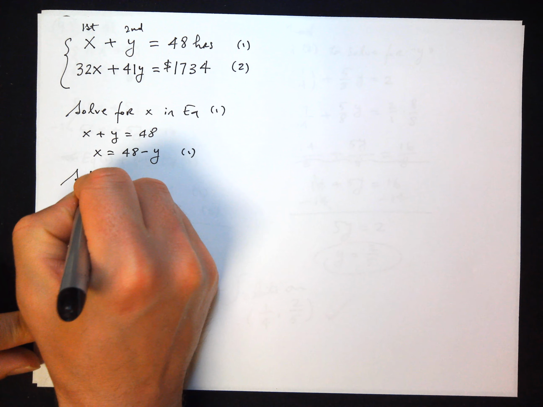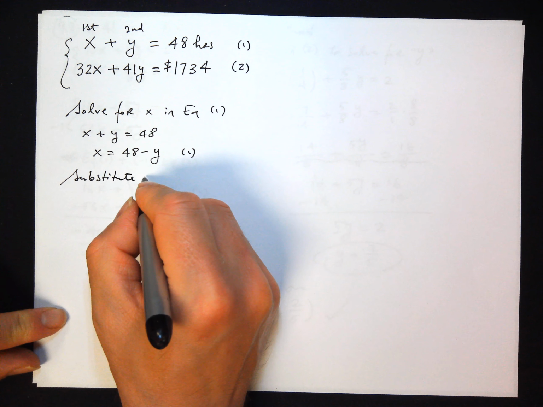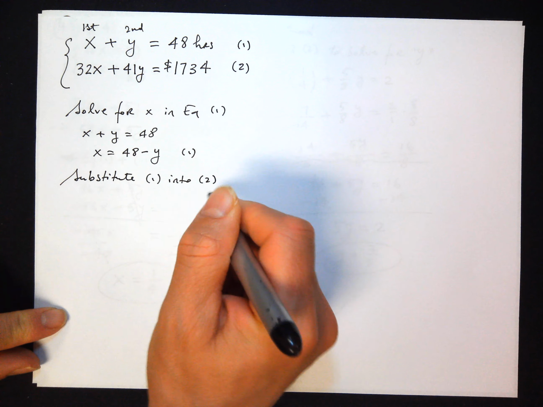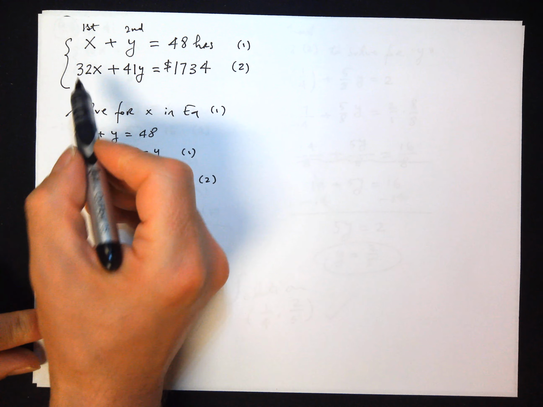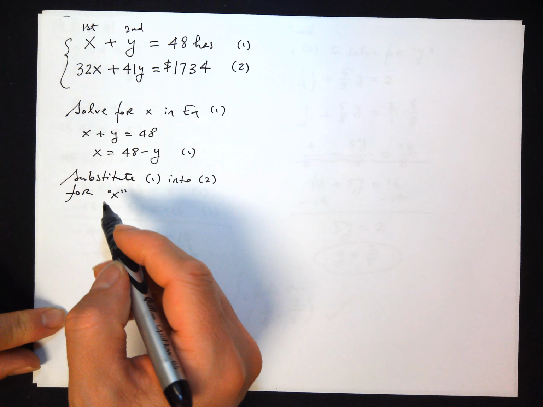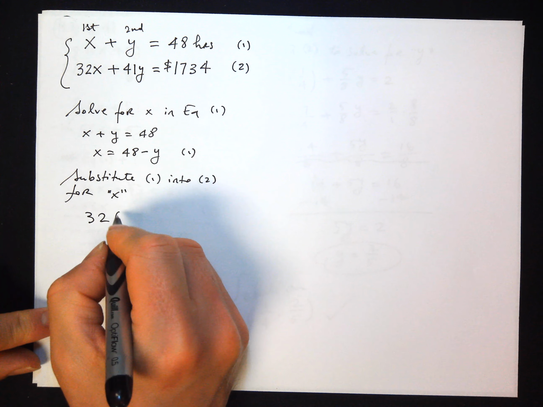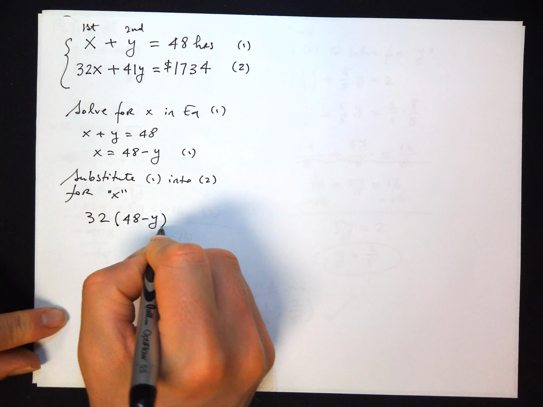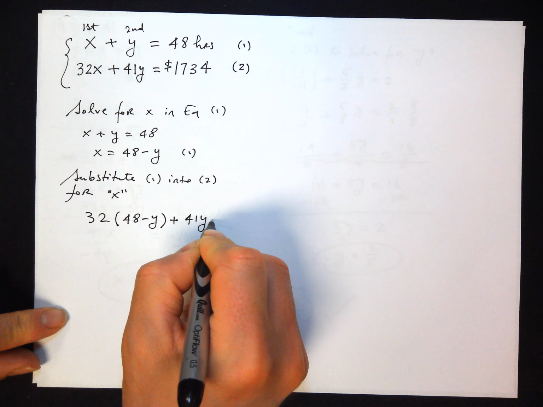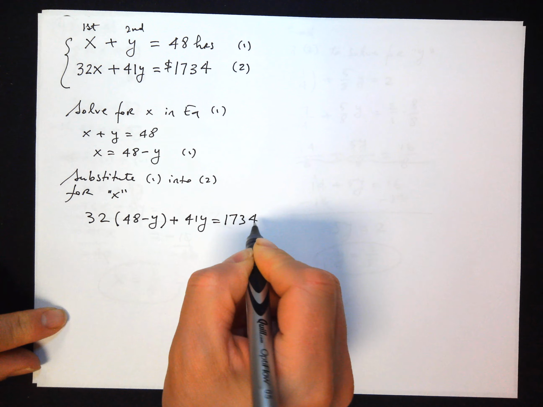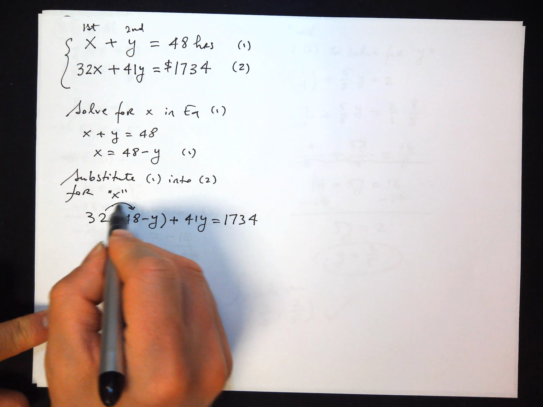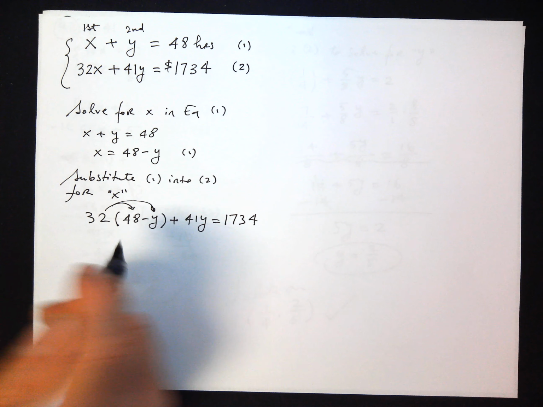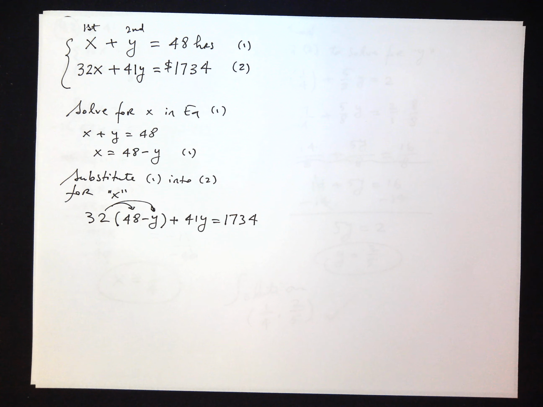So you can say substitute 1 into 2 for x. Okay? So right here we're going to plug in 48 minus y. So 32 times 48 minus y plus 41y equals 1,734. So notice again, the whole idea is to establish an equation with the exact same variable. So let's multiply by distributing, obviously. That's going to be a little bit larger number, so I need the help of a calculator.